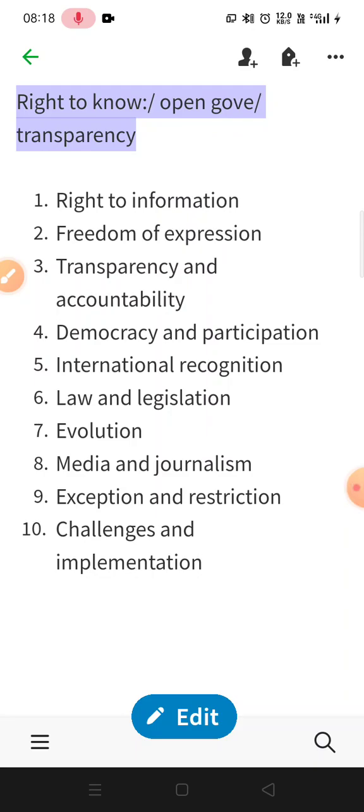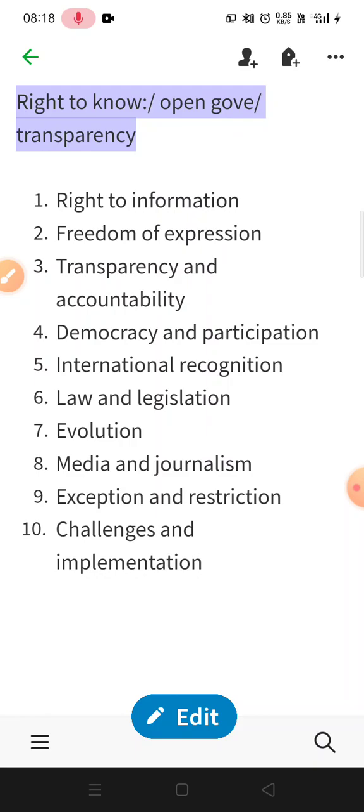So, today the topic is right to know, or open government, or transparency of government. This is also very important. Actually, our topic is right to information. You should have some knowledge about these aspects. That is, right to know or open government or transparency in government.